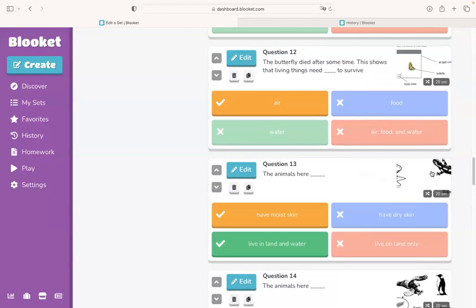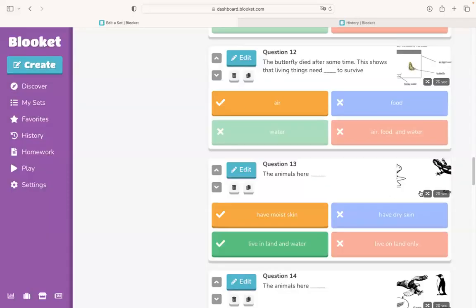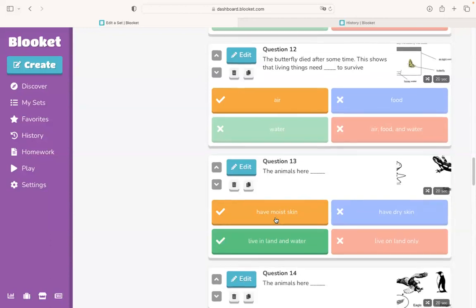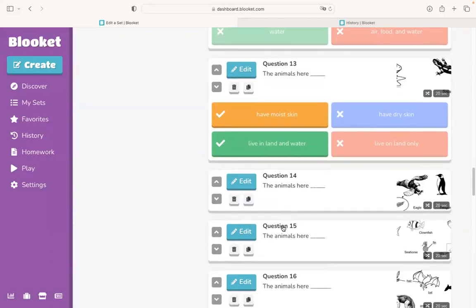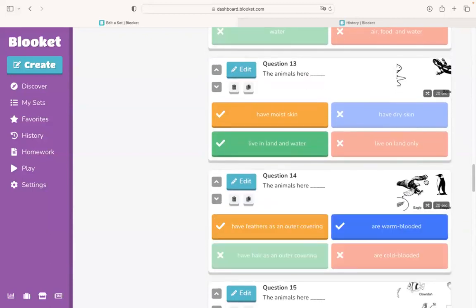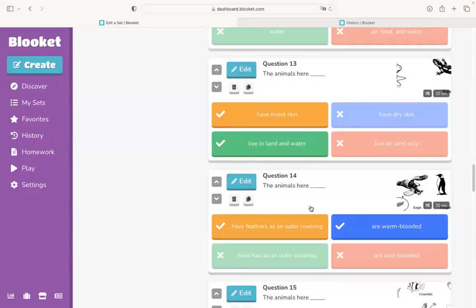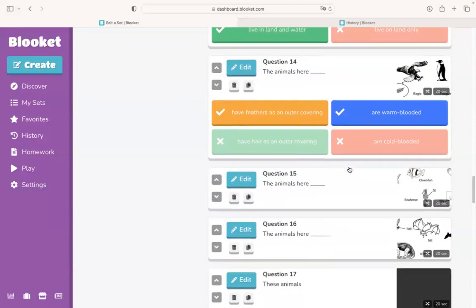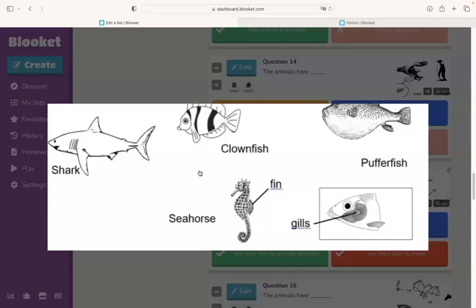All right. Look at these two animals here. Frogs. All these animals have moist skin because they are amphibians and they live on land and in water. The animals here all have feathers as their outer covering. And for the animals here, all the animals here in the pictures.